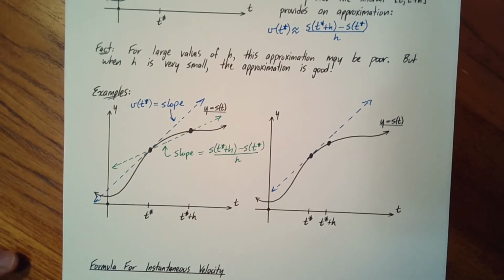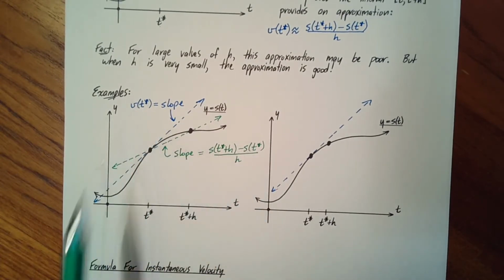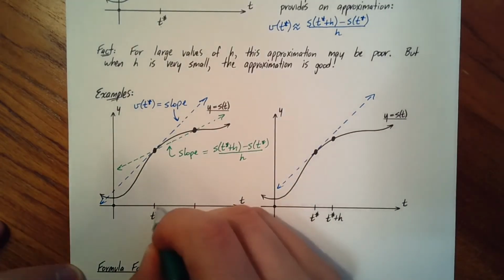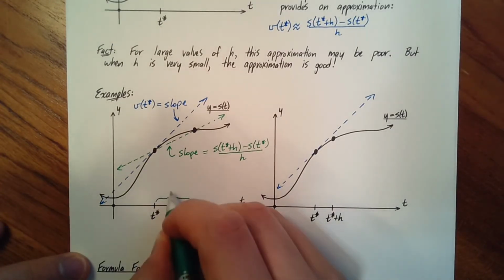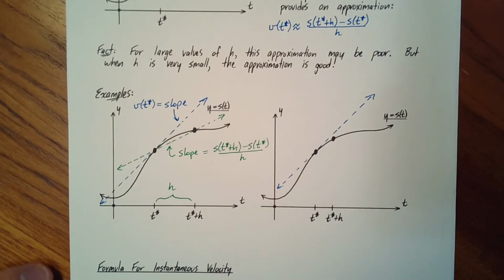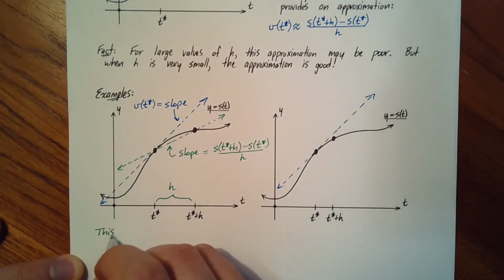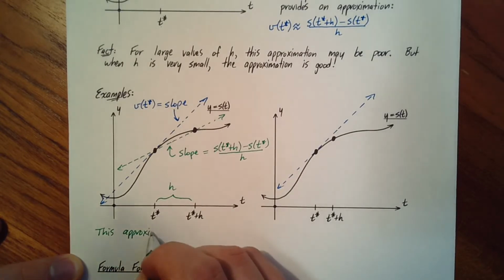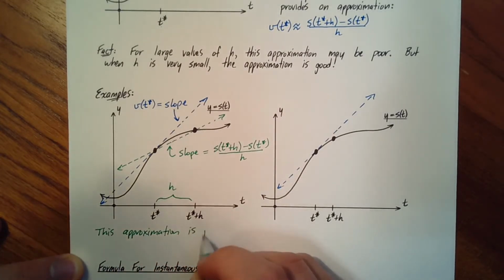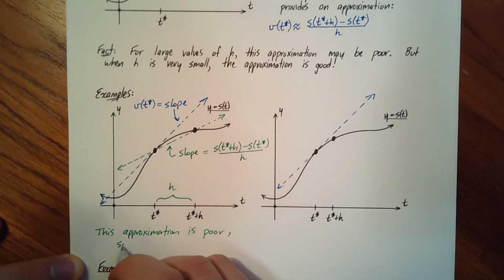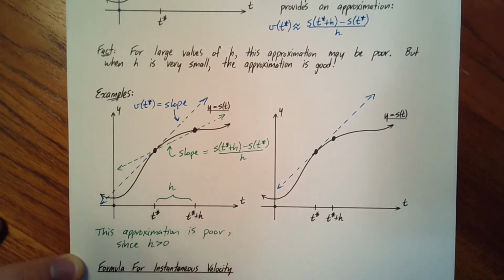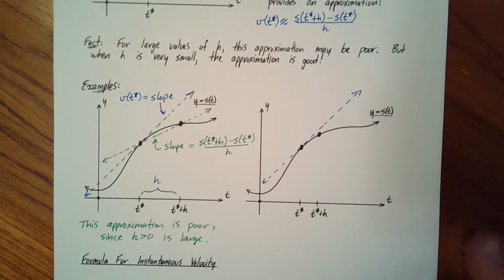Okay, so is that approximation good if we use this as an approximation for v of t star? Well, probably not, actually. It doesn't look like it's that good of an approximation. Now, you could certainly do a lot worse, but I would not say that that's a very good approximation. And really what it comes down to is that this value of h is quite large. So this approximation is poor. In other words, it's not very good. And the reason is, since h, our positive number h, is large.